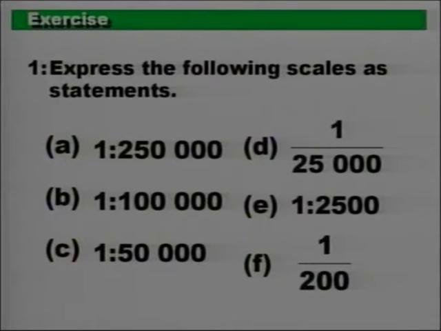If you don't want to say that 1 is to 250,000 centimeters, but you'd rather use meters or kilometers, then you'll have to change the 250,000 centimeters to meters, or to kilometers. So you can say 1 centimeter is equivalent to so many meters or so many kilometers. Whichever you do, it will still be okay, but your answer must be the same.